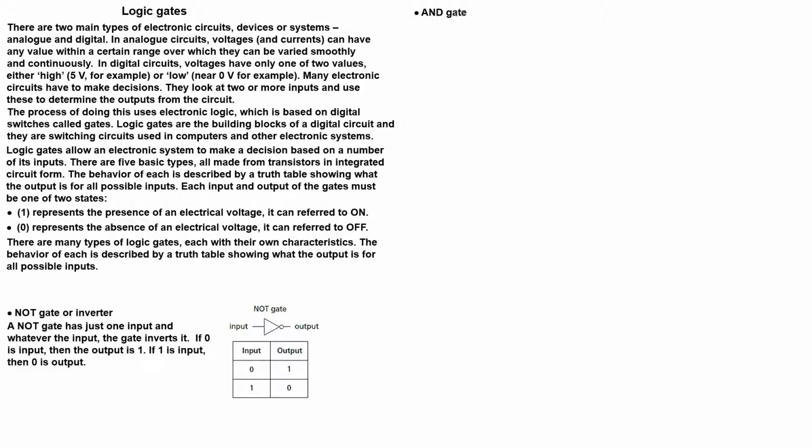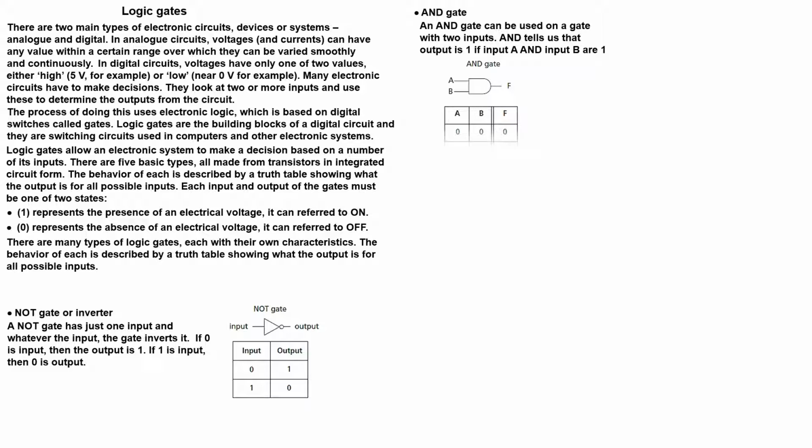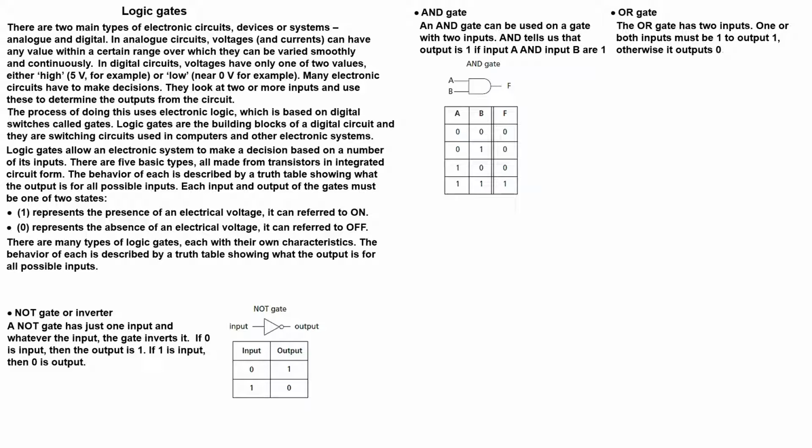AND gate. An AND gate can be used on a gate with two inputs and tells us that output is 1 if input A and input B are 1. The truth table looks like this. OR gate. The OR gate has two inputs. One or both inputs must be 1 to output 1. Otherwise, it outputs 0. The truth table looks like this.